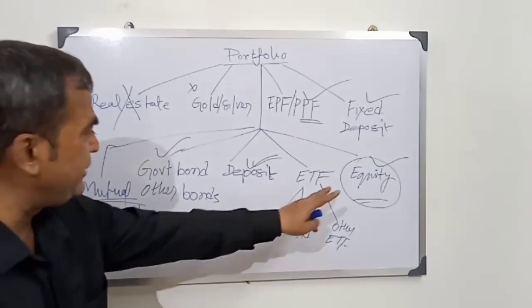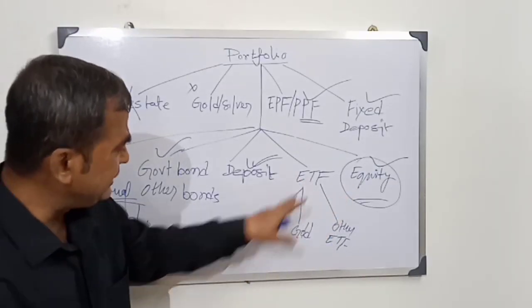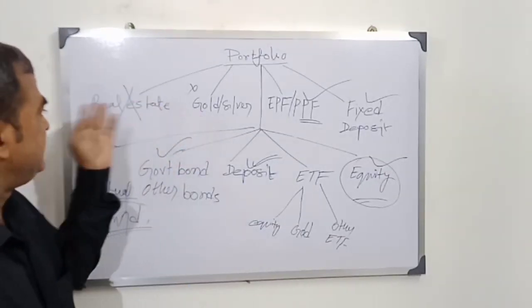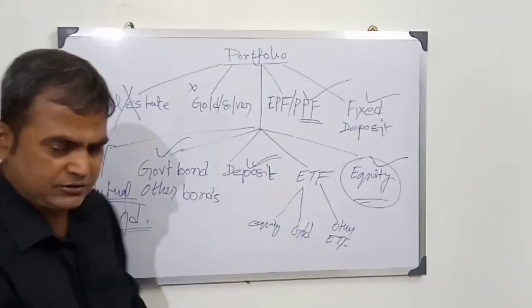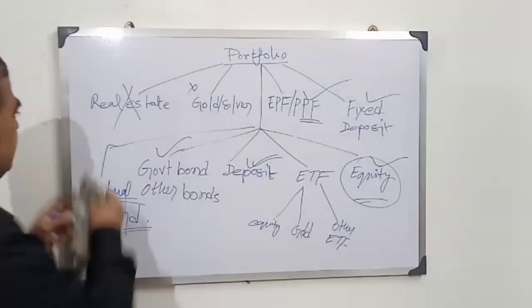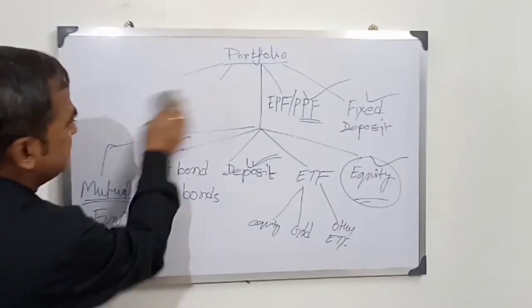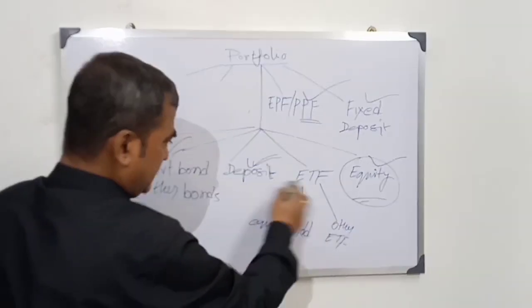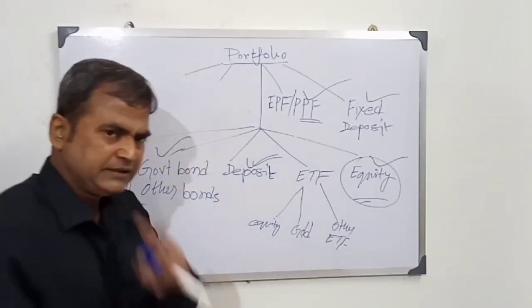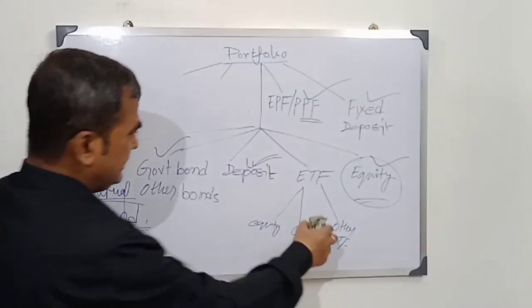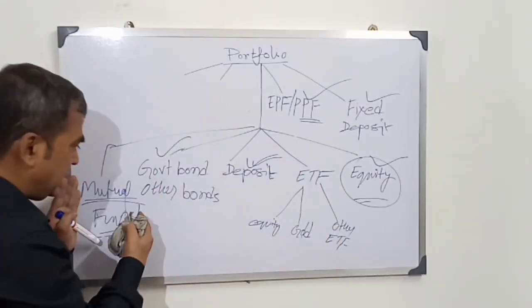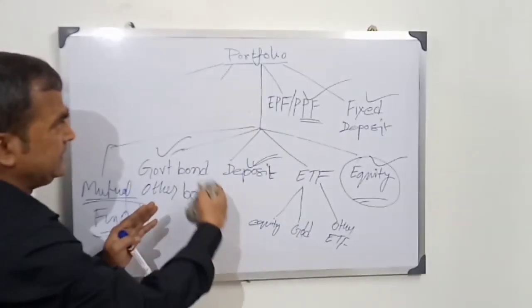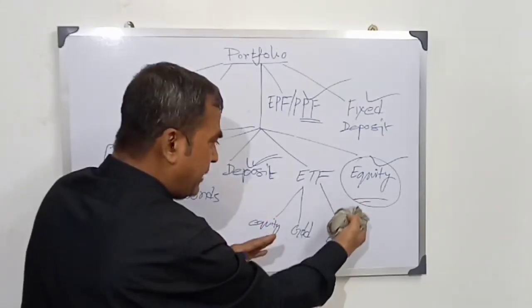Now ETFs you can play with along with equity: equity ETF, gold ETF, other ETFs. If you do not find suitability in physically holding gold or real estate, I am removing all this. So the financial class is PPF, fixed deposit, mutual fund, government bonds, other deposits, ETF and equity. These are the financial assets. So I will put each set of investment into your master portfolio. This is the master portfolio actually. You have one portfolio.